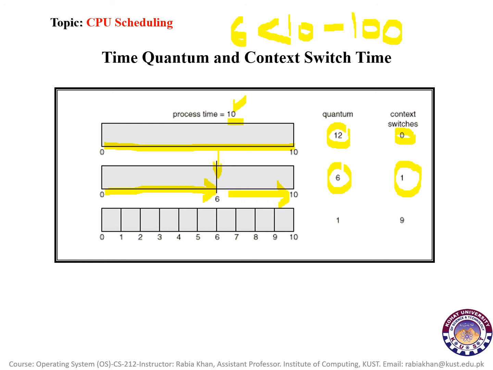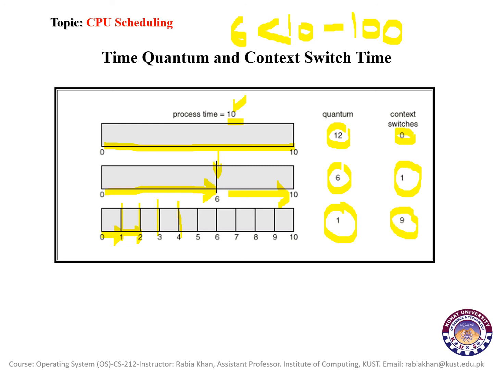Now we reduce the quantum further. It becomes 1. So here you can see this process requires 10 millisecond for its execution, but after every 1 millisecond it is getting preempted. You can see these breaks. After every 1 unit time it is getting preempted until it goes to completion. So a total of 9 context switches occur. That means 9 context switches make the CPU get delayed 9 times to complete the execution of a single process.